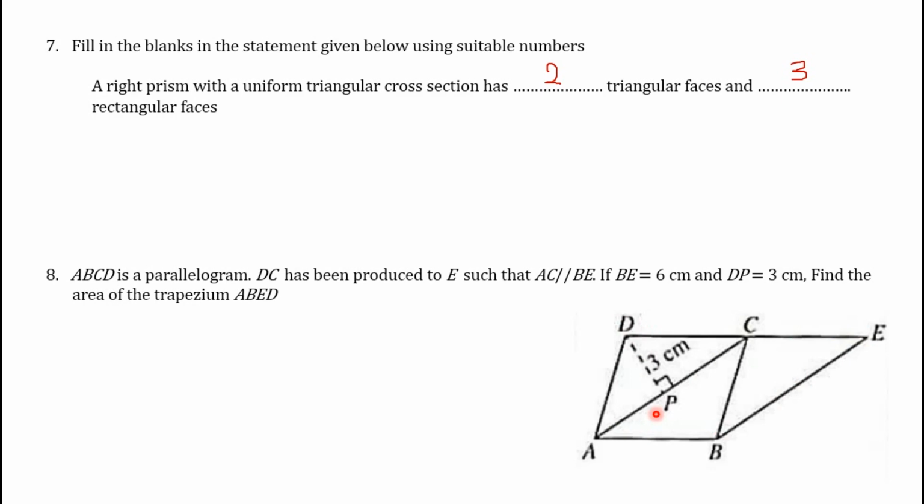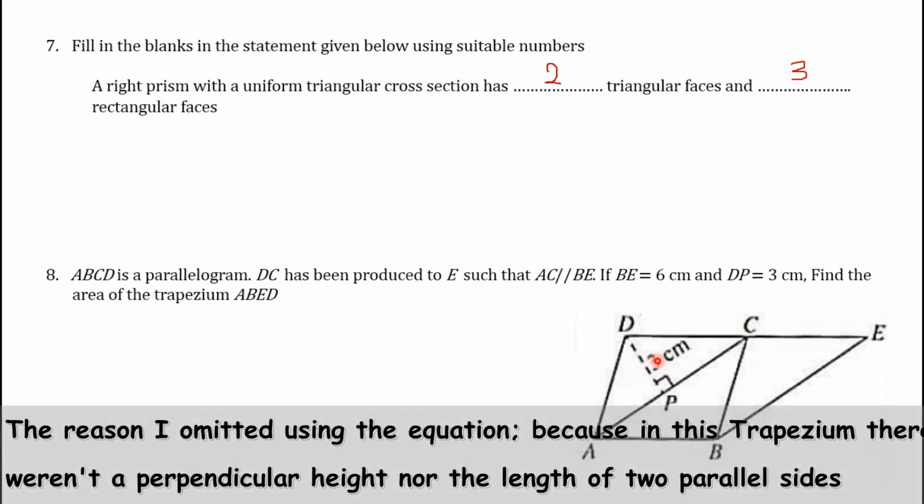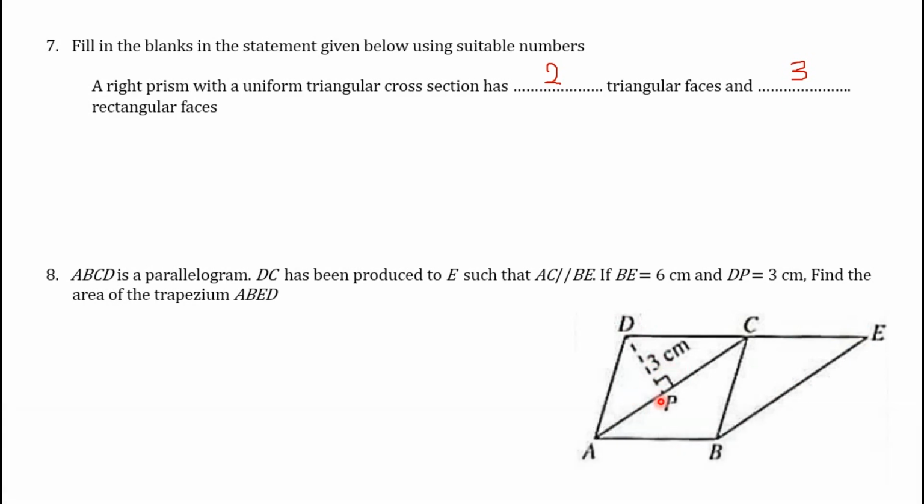To find the area of this trapezium, you can find the area of this triangle, because we know the length of BE and these two are parallel. If they are parallel, they will also be equal. So when you add the area of this triangle, this triangle and this triangle, you will get the area of the trapezium ABED.